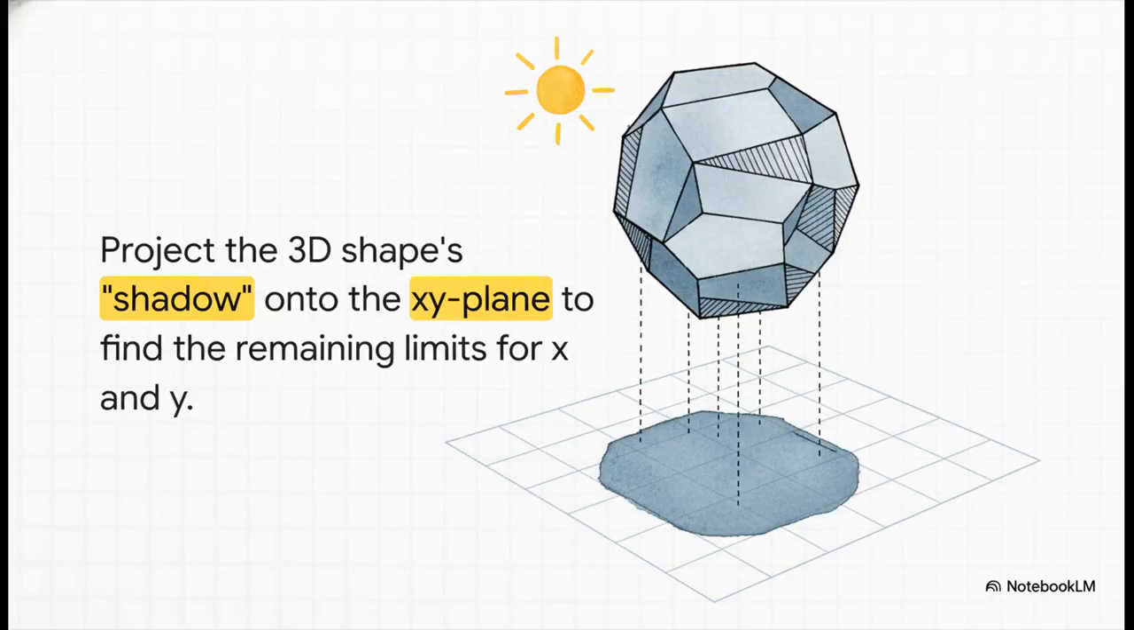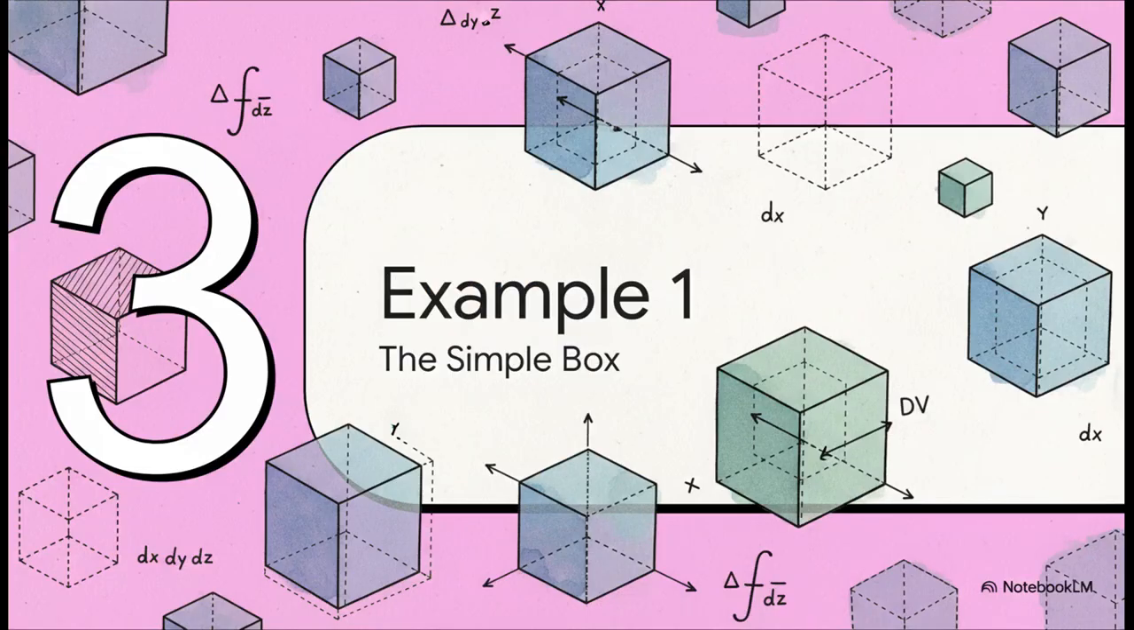So once you've dealt with that vertical z dimension, what's left? This is the really cool part. You basically just squish the 3D shape down into its 2D shadow on the xy plane. And just like that, you're left with a standard double integral over that shadow region, which is something you already know how to do. It's a brilliant way to turn a complicated 3D problem into a much more manageable 2D one. Okay, enough theory. Let's see this blueprint in action.